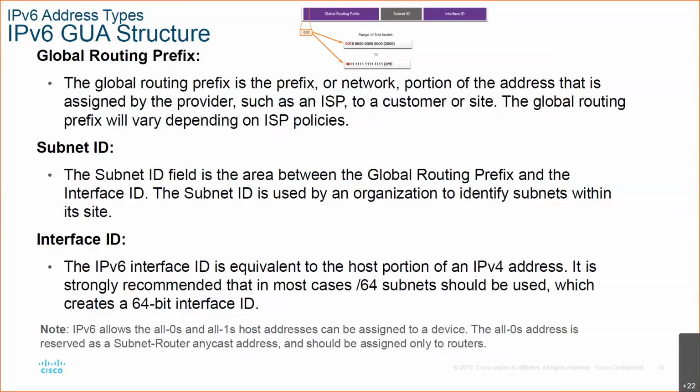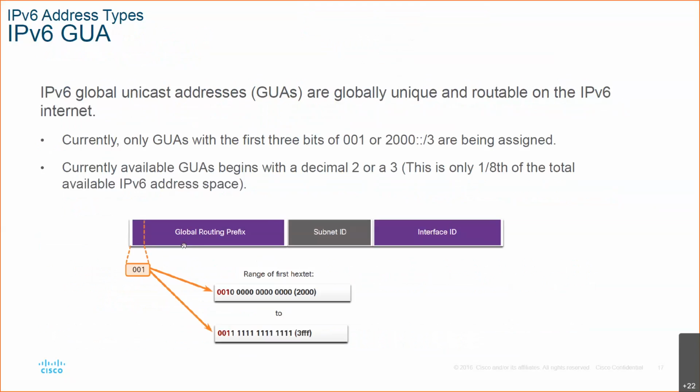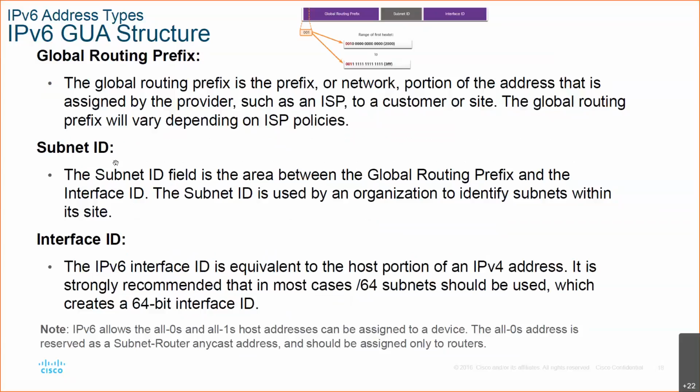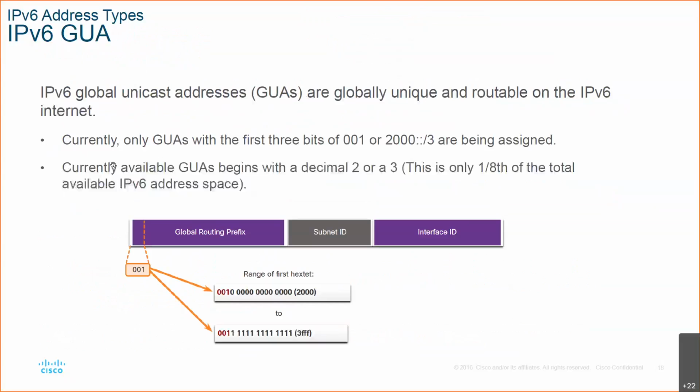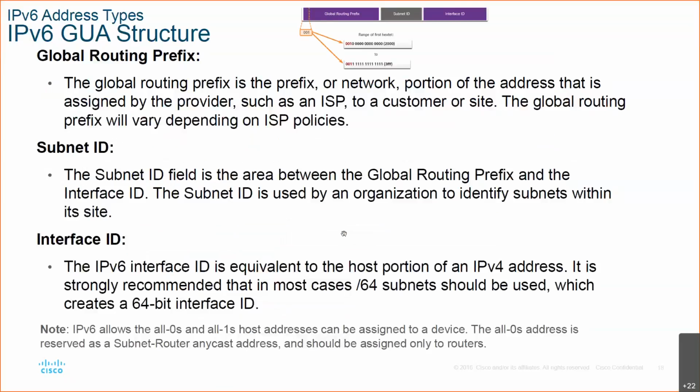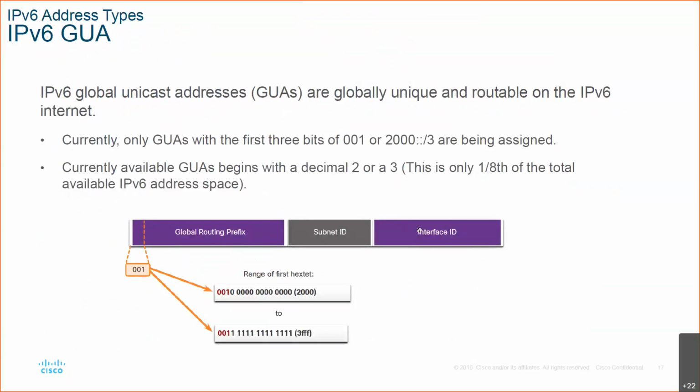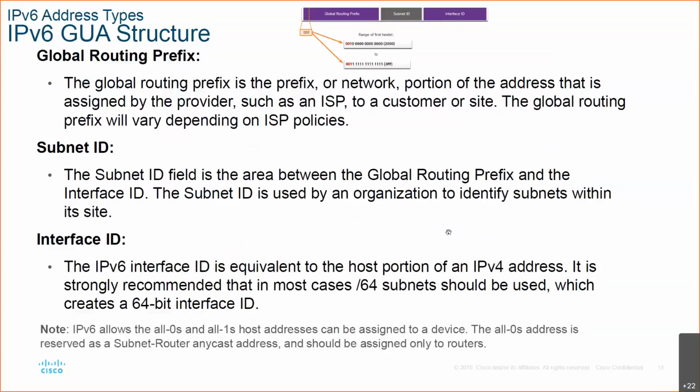So the first part would be your global routing prefix. The next would be your subnet ID. Usually for your subnet ID, we take 16 bits from the network portion. So from the 64, the network portion will be 48, plus 16 reserved for subnet ID. And the last 64 bits right over here will be given to your interface ID.